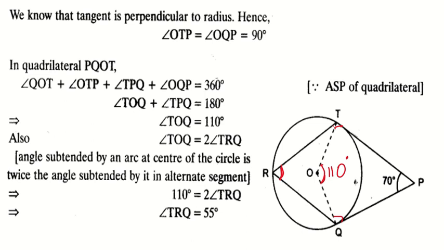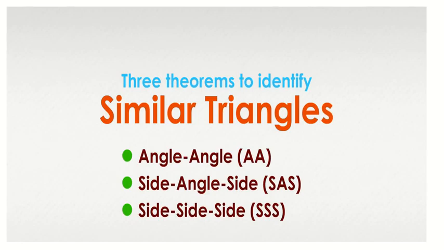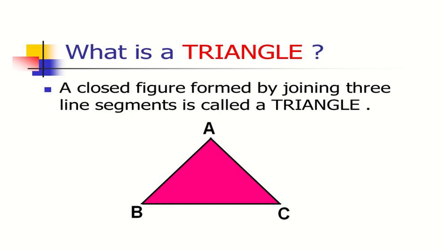These are the major things you have to understand in circles. Now we are going to see similar triangles. Before going to similar triangles, let us know what a triangle is and what types of triangles we have. Then we'll go for the similar triangle. First of all, what is a triangle? A triangle is a closed figure formed by joining three line segments.